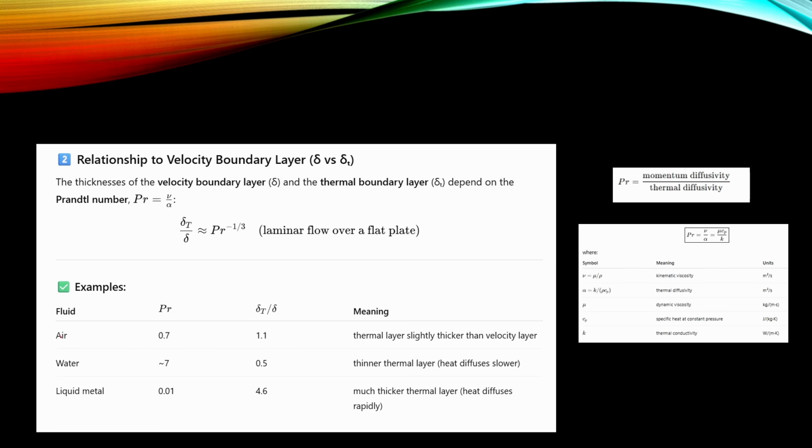For example, for air, this thermal boundary layer is slightly thicker than the velocity boundary layer. But for water, the thermal boundary layer is thinner. And if we have liquid metal, then this Prandtl number is very, very small, and the thermal boundary layer is much thicker than this velocity boundary layer.